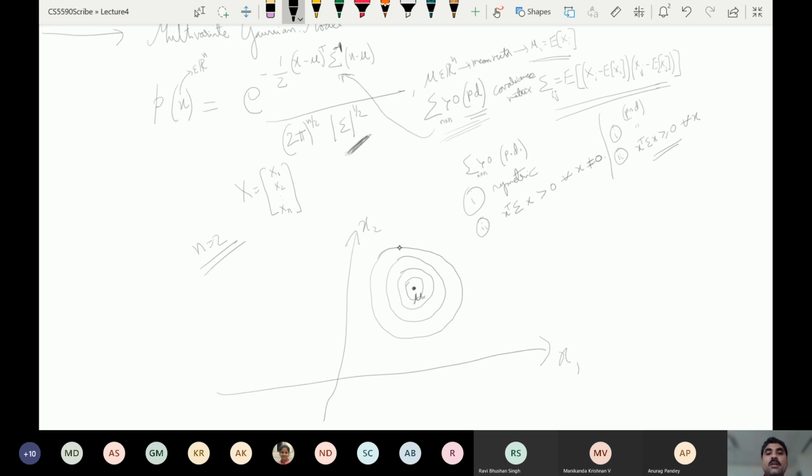Now mu is clear. Mu is simply a point in Rn, and it will be the center of the bell. That visualization is very clear. But if sigma is some number times the identity matrix, then the cross sections will look like circles.